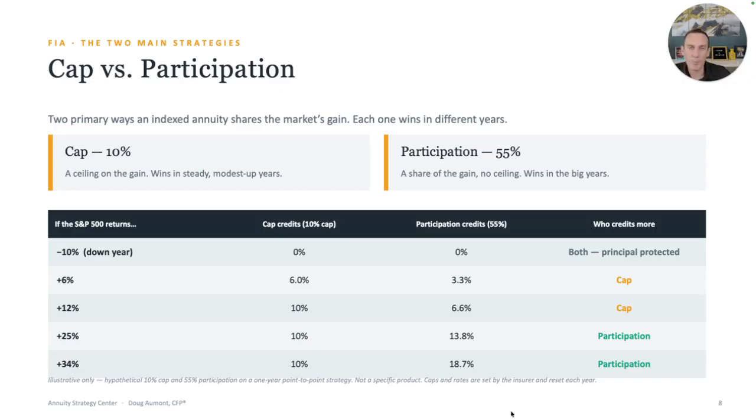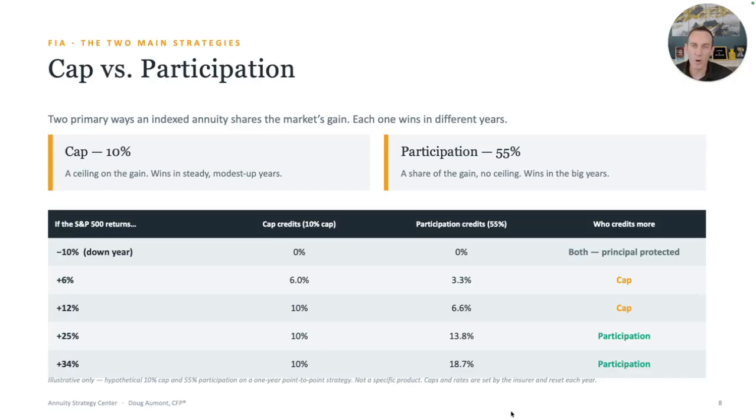All right, in year two, the market was up 6%. Okay, well, the cap rate is 10. That means you get to participate 100% up to 10%. So in this case, if the stock market was up 6% and your cap rate was 10, you got to return 6, the full 6. If you had a participation rate strategy, well, you only got to receive a share of the gain. So 55% of 6% is just over 3%. So in this case, the cap rate strategy would have won.